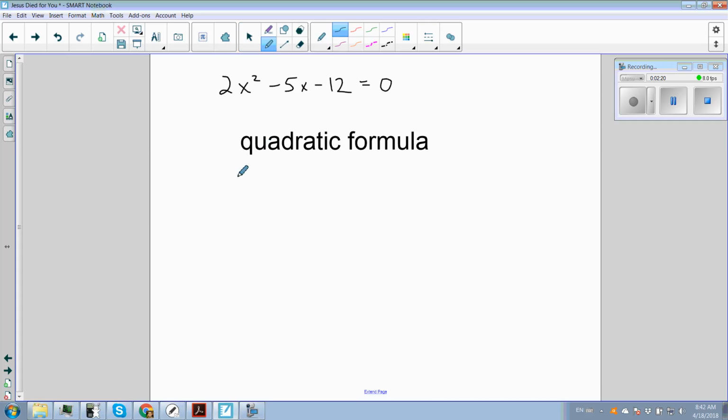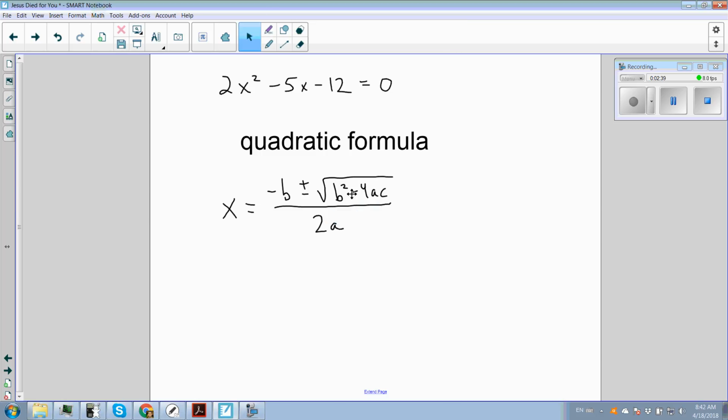And the quadratic formula is this: x equals negative b plus or minus the square root of b squared minus 4ac all over 2a. And I sang it for a reason because it makes it much, much easier to memorize the quadratic formula if you sing it to yourself as you're learning it.